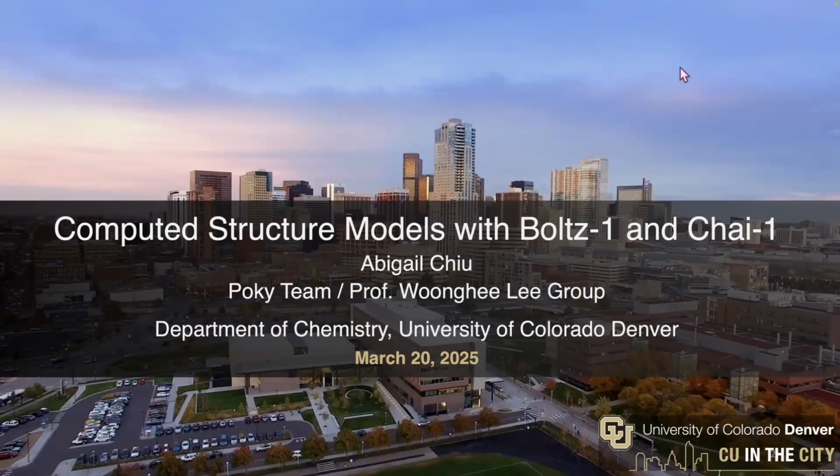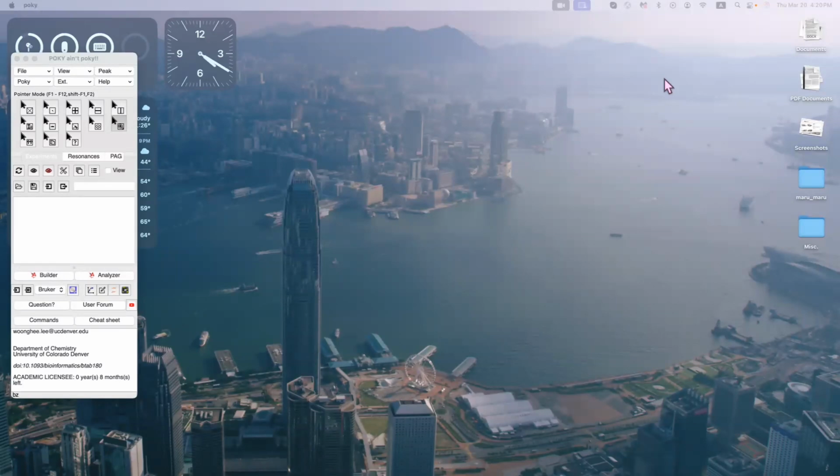Hi, my name is Abigail Chiu, and welcome to this tutorial on creating computed structure models with Boltz-1 and Chai-1. In this tutorial, we will go over how to simulate a homodimer, an RNA, a protein ligand complex, and a protein-protein complex using Boltz-1 and Chai-1. So for each molecule, I will demonstrate how to simulate it in Boltz-1 and Chai-1.